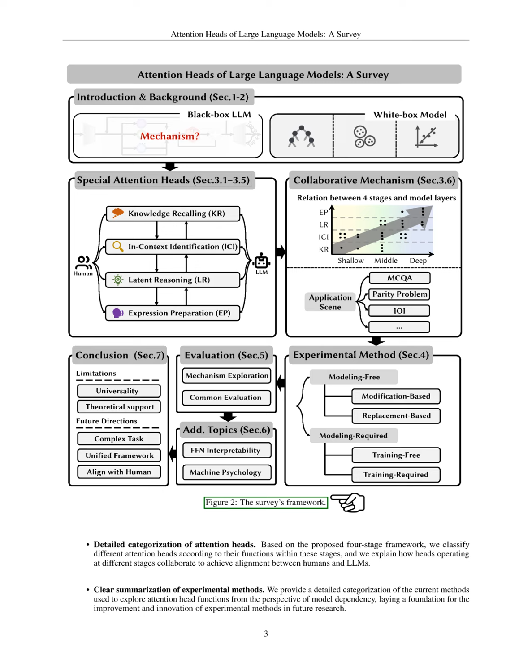In the expression preparation (EP) stage, LLMs align their reasoning with verbal expression. EP heads aggregate information from various stages, and we propose the mixed head, which combines data from ICI and LR stages. Some EP heads amplify signals, ensuring that the correct choice in multiple choice questions has the highest probability after processing.